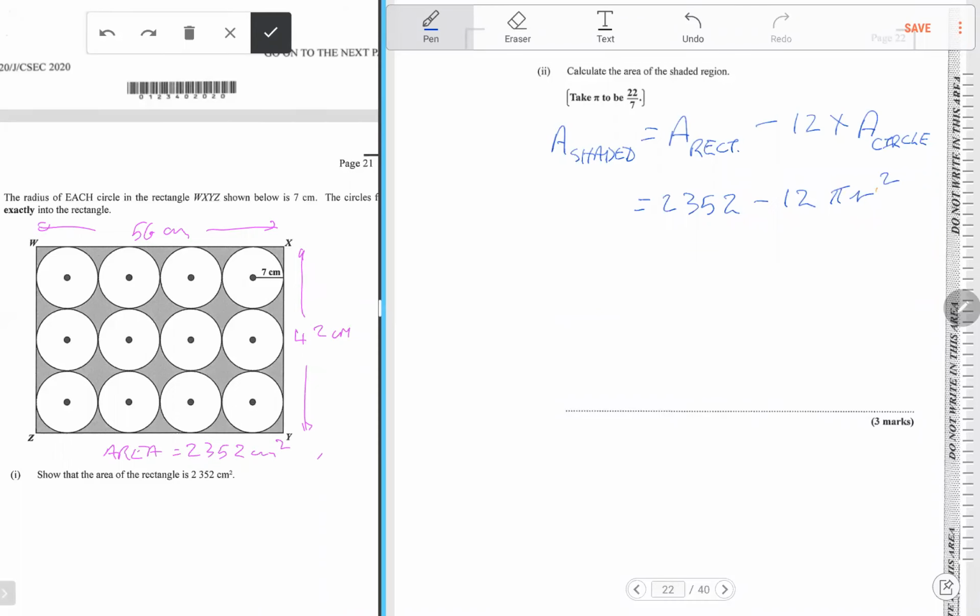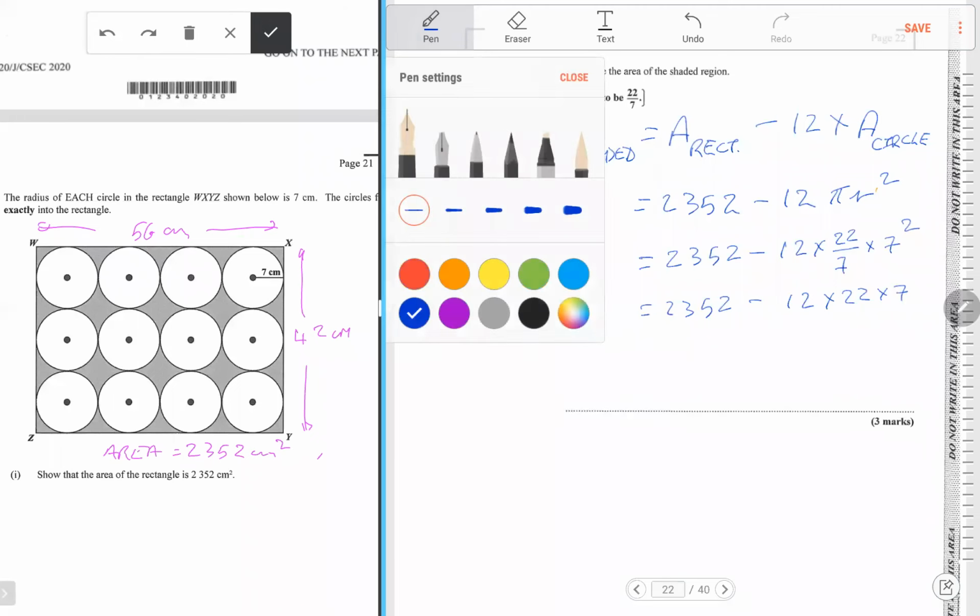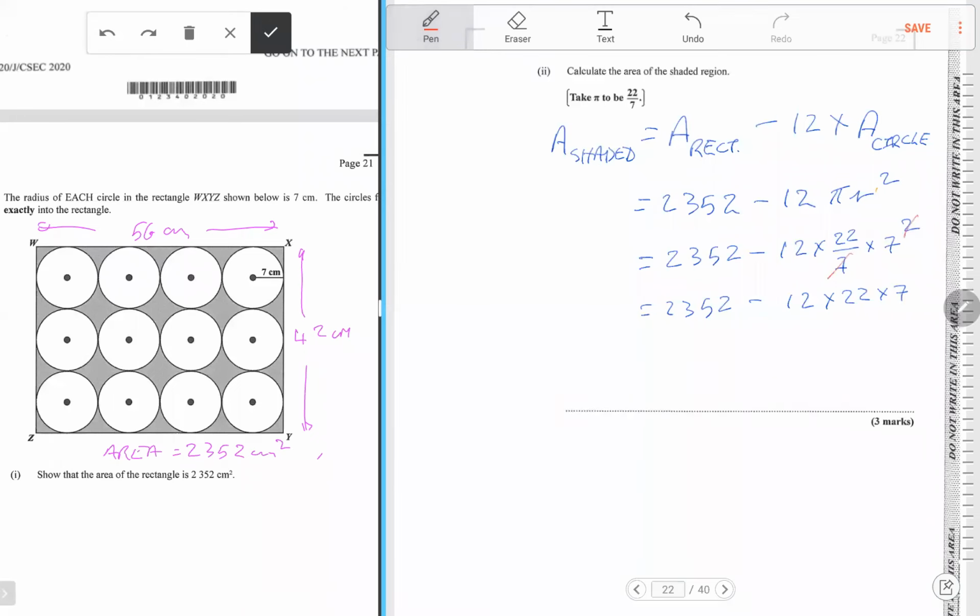Let's show the formula for the pi r squared. And then the r is 7. So it becomes, we take pi as 22 over 7. So it becomes 2352 minus 12 times 22 over 7 times 7 squared. So it's 2352 minus 12 times 22 times 7, because this 7 cancels one of the 7 up there. Alright? So when you write that calculation, you're supposed to get the answer now.